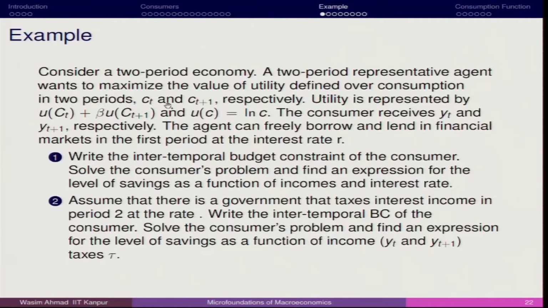So, he has C_t and C_t+1. Utility is represented by U(C_t) + beta U(C_t+1), and U(C) is equal to log C. The consumer receives Y_t and Y_t+1 respectively. The agent can freely borrow and lend in the financial market at the rate of interest R. So, we do not have any kind of frictions in the financial market, no asymmetry at all.